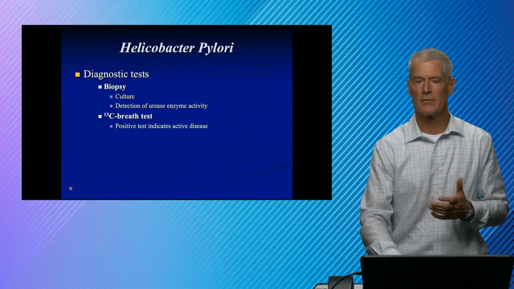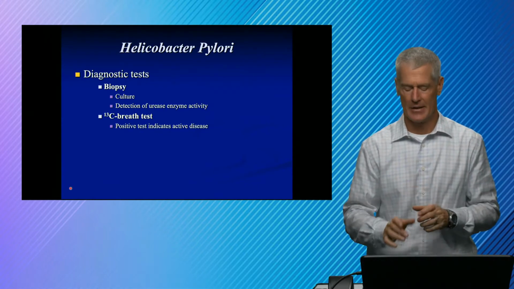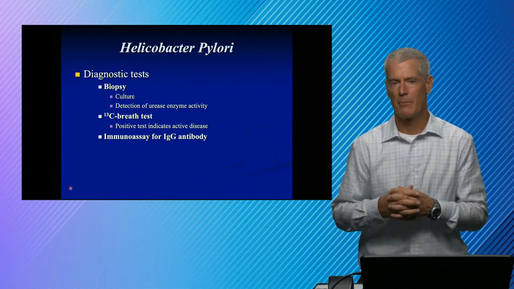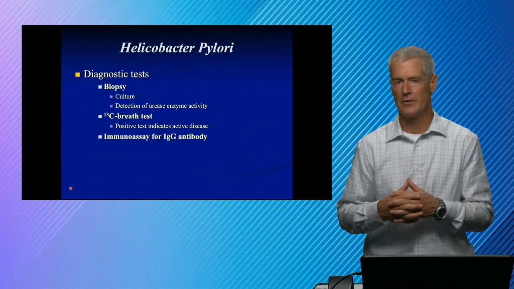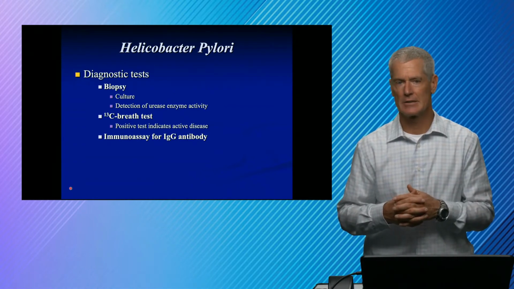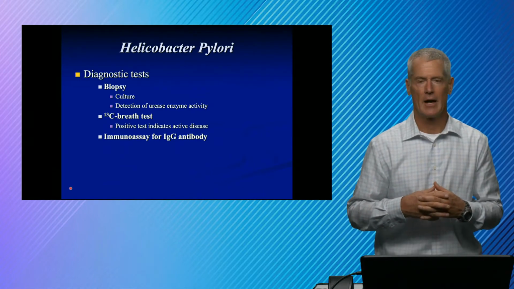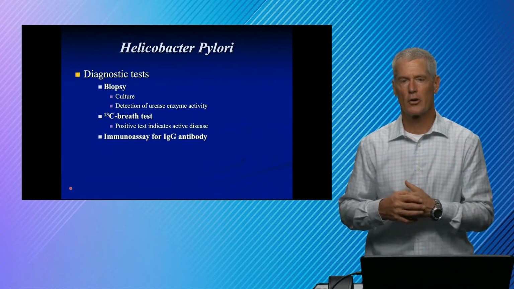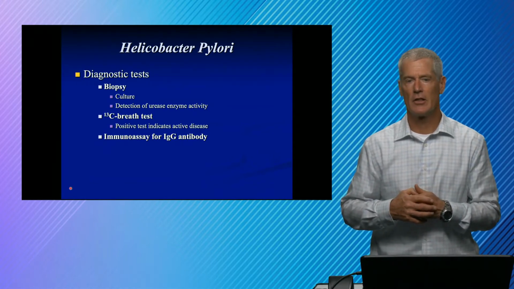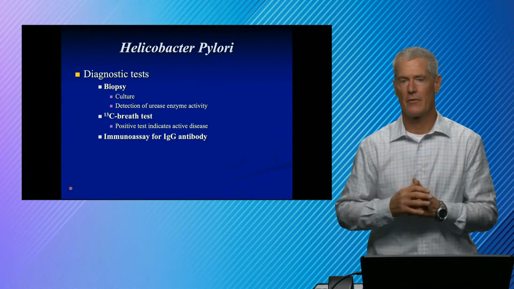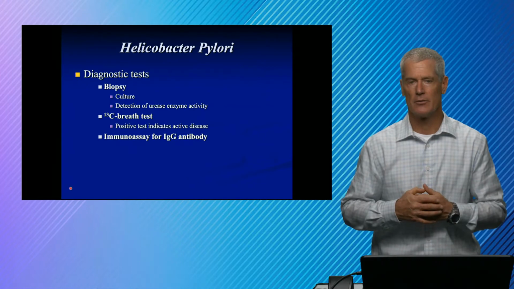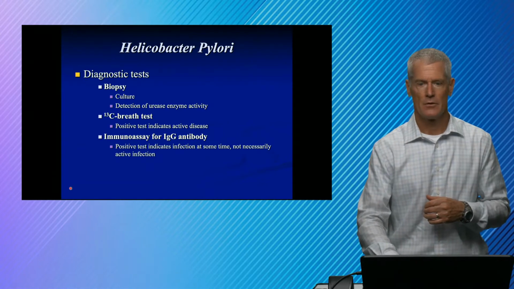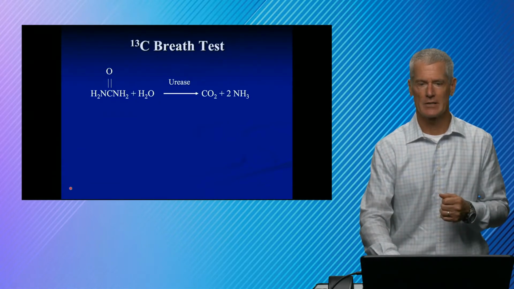So a positive test indicates active disease, and that's as opposed to immunoassays. And so this is a really important distinction. A breath test tells you active disease, whereas an immunoglobulin test tells you prior exposure and not necessarily active disease. So you could put someone on quadruple therapy, cure their H. pylori infection. Their C13 breath test is going to be negative following a cure, whereas their immunoglobulins are still going to be present and will be detected. So an immunoassay just tells you a past infection.